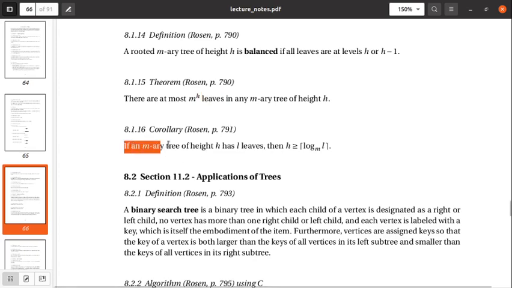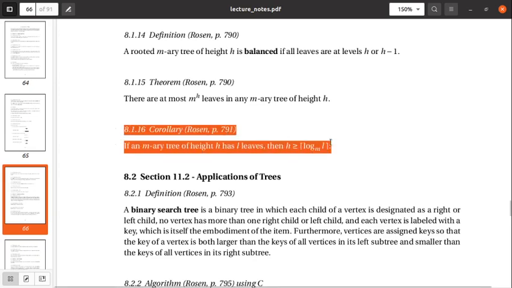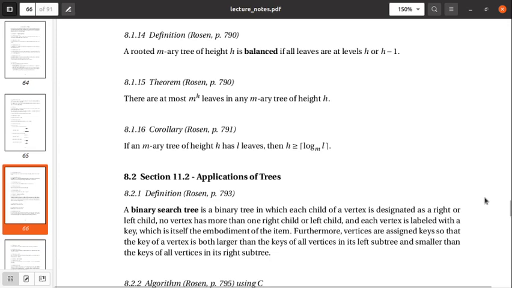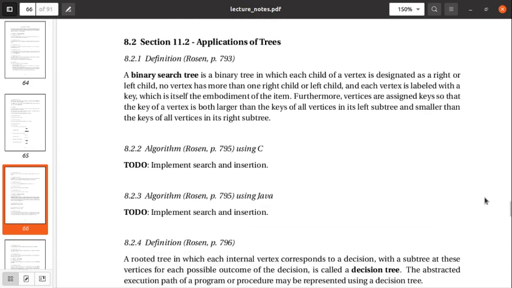Okay, so corollary: if an m-ary tree of height h has L leaves, then the height of that tree is greater than or equal to the ceiling of the log base m of the number of leaf nodes. And this will apply later. We'll talk about that whenever we discuss decision trees, the height of decision trees.